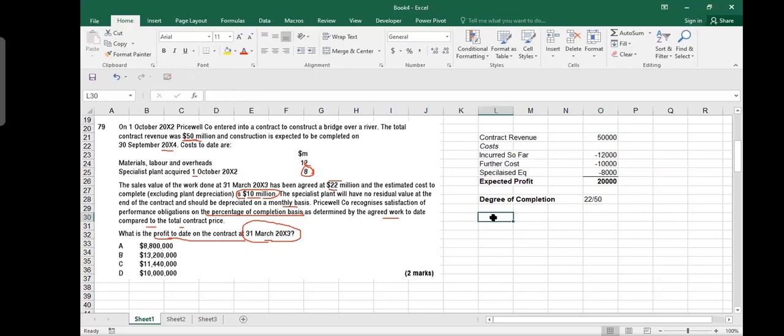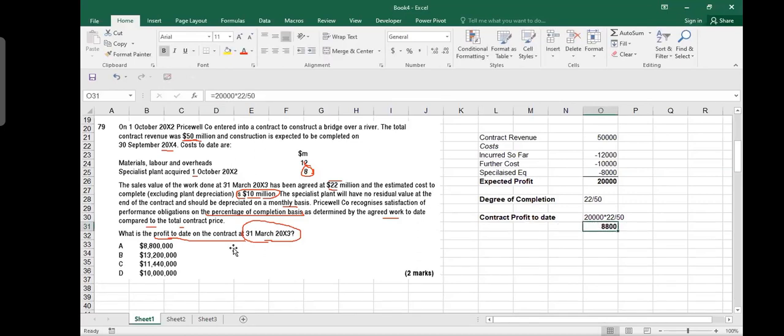So you would say that contract profit to date, which means until 31st of March, will be your total profit of 20 million multiplied by 22 divided by 50. This 22/50 is your proportion of work done. So you can say that you recognize profit as 8.8 million, which should be answer choice A. 8.8 million should be your contract profit to date.